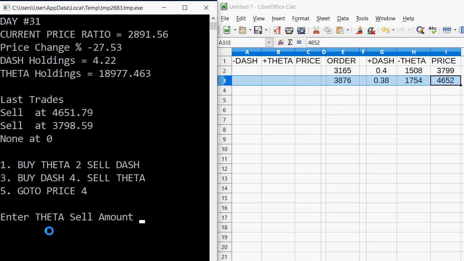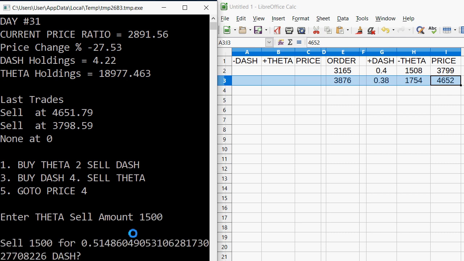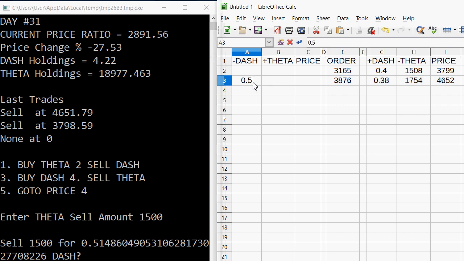So I want to do a number lower than that 1754, maybe 1,500, which would get me 0.51. Ignore the 27 number on the bottom. So that's a pretty good deal. So let's take 0.51 here, 1,500 here. We did so at the price point of 28.91.